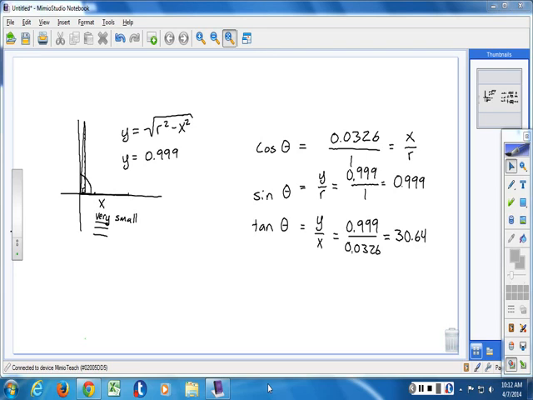So that means that this side is exactly 30.64 times bigger than this side. That's what the tangent means. Since it's a ratio of one side to the other, for this given angle, which is pretty close to 90 degrees, this side is 30 times bigger than this side. As that angle gets closer and closer to exactly 90, this side is going to start getting many times bigger, which means the tangent value is going to get higher and higher the closer you get to exactly 90 degrees.